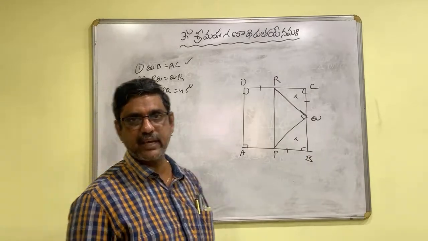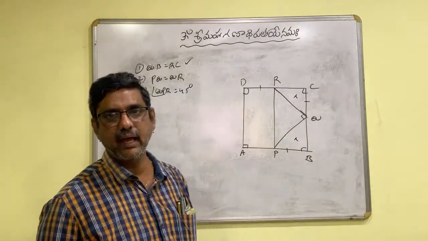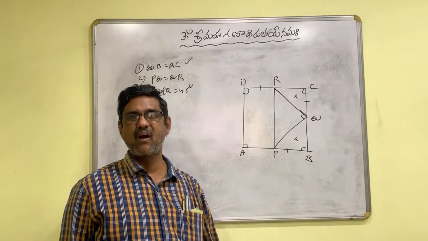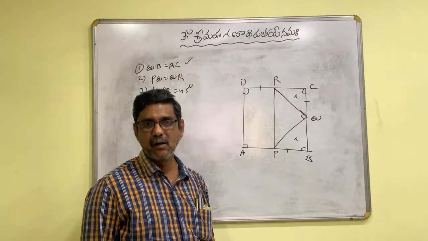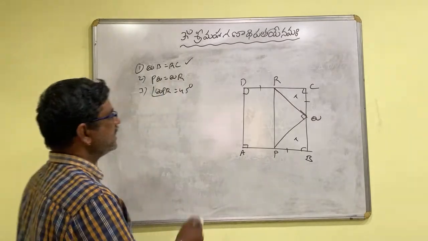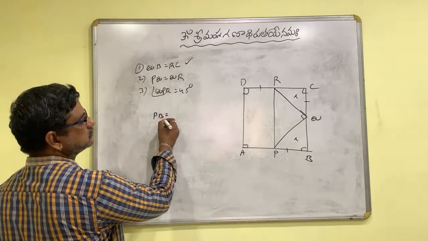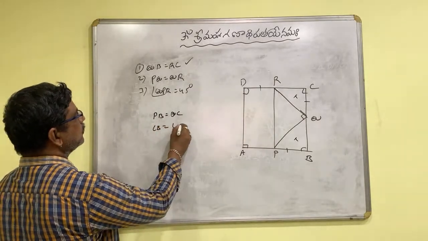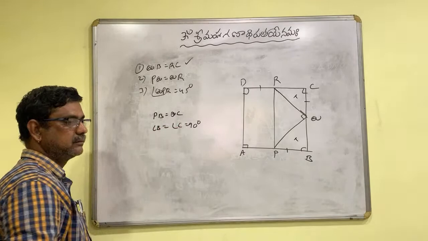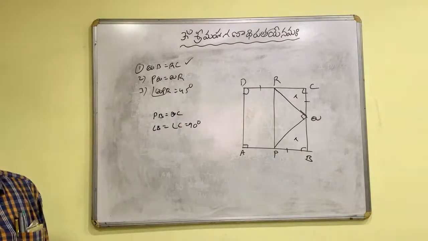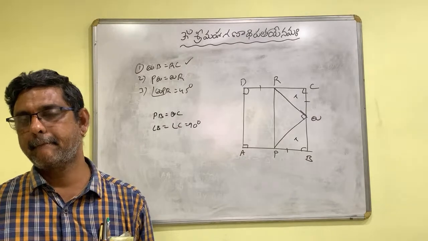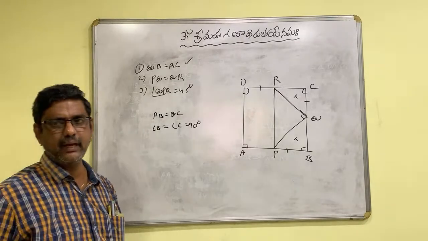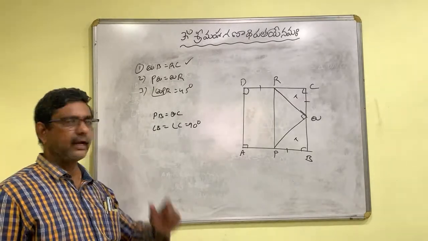Okay, PB is equal to QC, correct? Angle B is equal to angle C, correct? What else? PB is equal to QC, given. Angle B is equal to angle C, 90, given. What else is equal? Yeah, I'll tell you. Angle B, angle C, 90, you've already said. Okay, I'll tell you now. See.